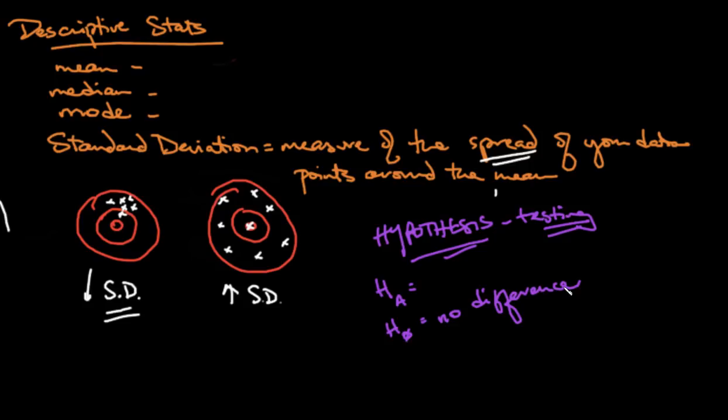And really the idea here with hypothesis testing is that the attempt is to refute the null hypothesis. If you refute the null hypothesis, what you end up doing is supporting your alternative hypothesis. If you cannot refute your null hypothesis, that means that there is no difference between your independent variable.